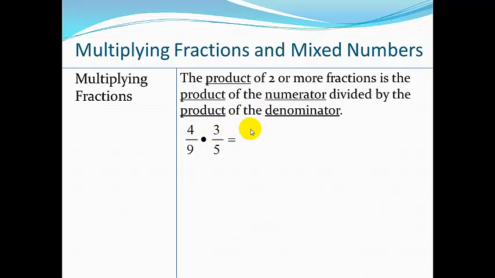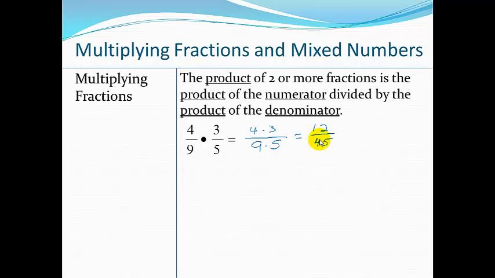So 4 and 3 are my numerators, so it's 4 times 3 divided by 9 times 5. So 4 times 3 is 12. 9 times 5 is 45.